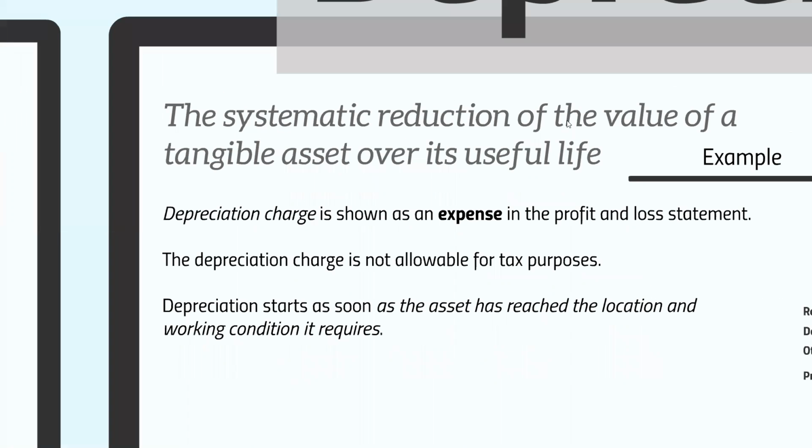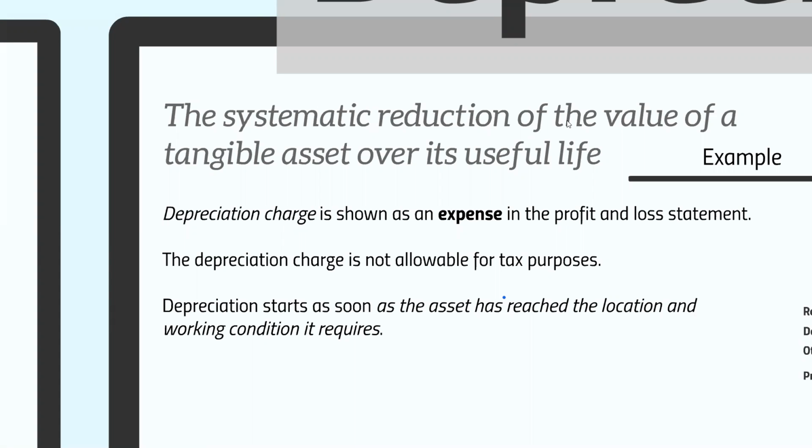In terms of some other points to remember about depreciation, the depreciation charge is always shown as an expense in the profit or loss statement, as we've just seen. The depreciation charge is not allowable for taxation purposes. It's not maybe something to get too wound up in this particular syllabus. That's maybe something to take into account more for F1, but just a point to remember nonetheless.